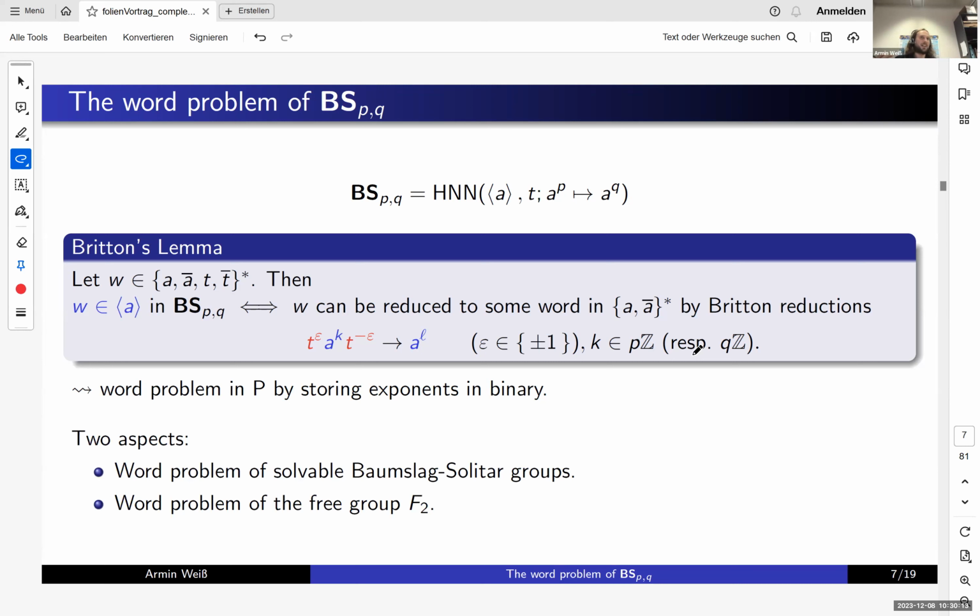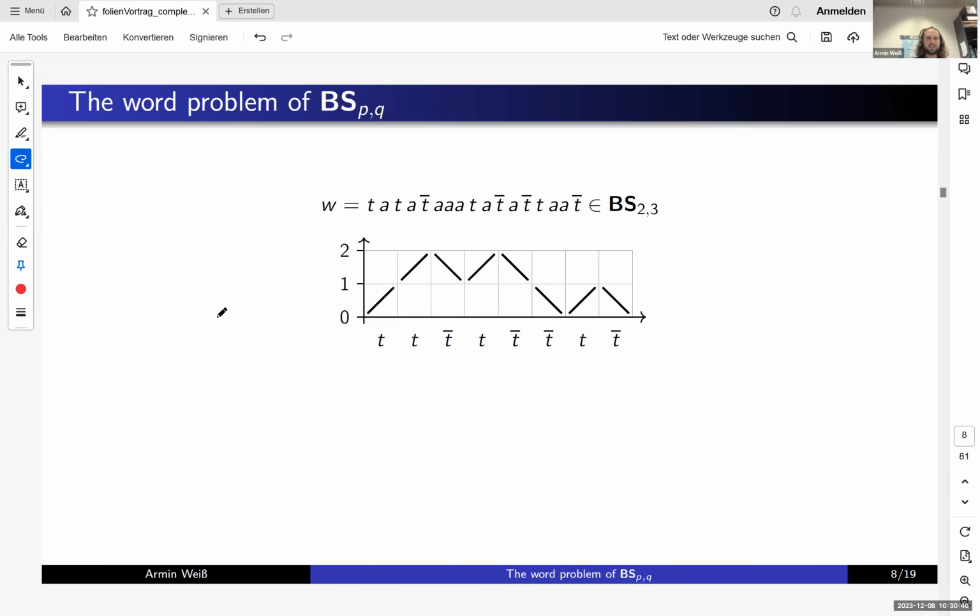But of course, that's not a parallel algorithm. We have many steps, one after each other. So for a parallel algorithm, we can combine two main ingredients. One is the word problem of the solvable Baumslag-Solitar groups, and the other one is the word problem of the free group. At least if p divides q, then we always have a nice solvable Baumslag-Solitar quotient, and we can compute in that way. So now, how do we do that? Let's look at this picture.